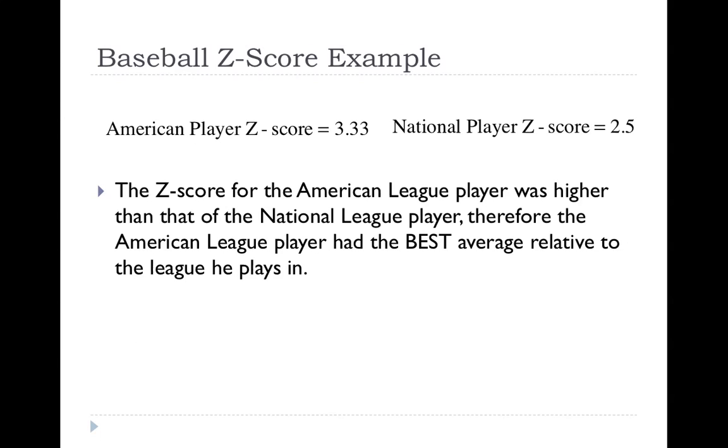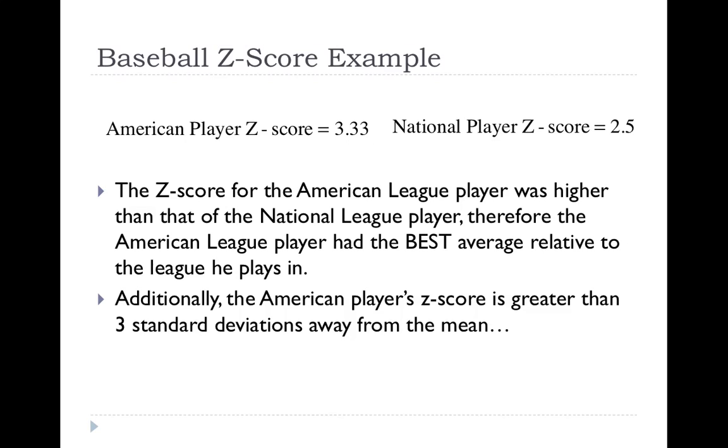Okay, so the American League player with the z-score of 3.33, the data value lies further to the right than the z-score 2.5, and so the American League player had the best average relative to the league he plays in. Greater z-scores when dealing with baseball would be considered more advantageous. When dealing with golf scores, you want smaller z-scores because golf scores, the smaller the better.